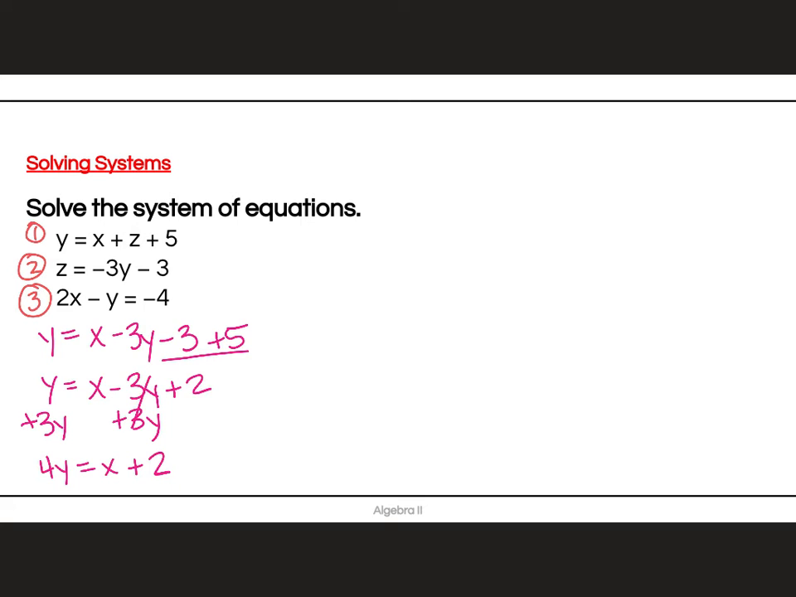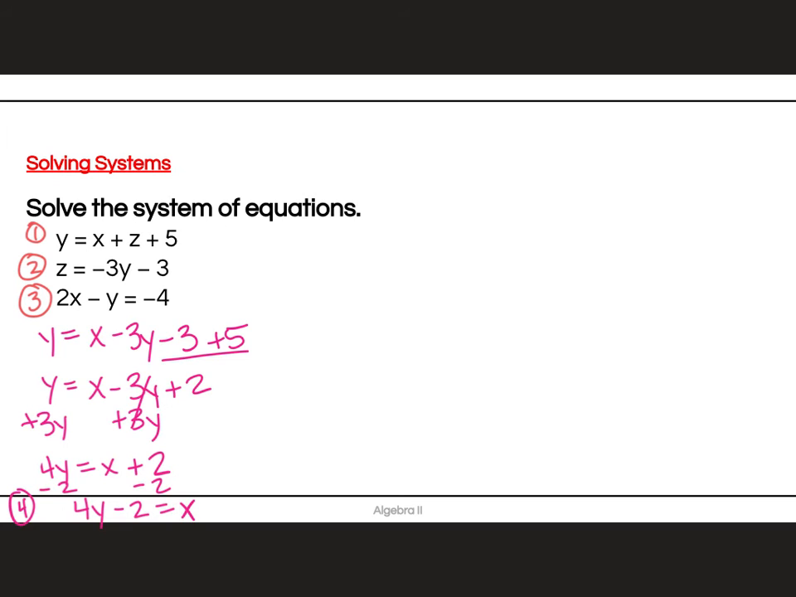Okay. And this is a pretty simple problem. I'm going to make this number 4. But I think I want to change it up a little bit because I have this lone single x. So I'm going to subtract 2 from both sides and say that 4y minus 2 is equal to x. And this is going to be my new number 4 because I just like that one a little bit better. So this is my number 4 where I have a value for x.